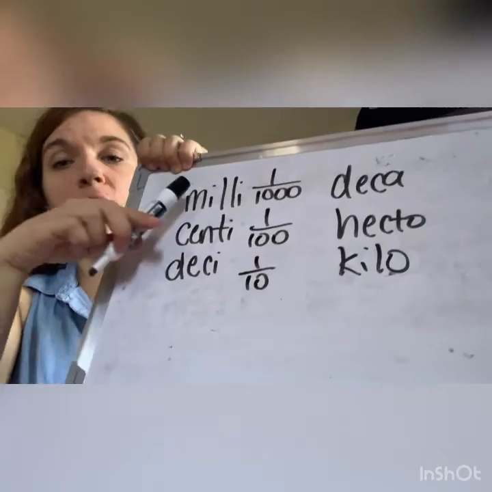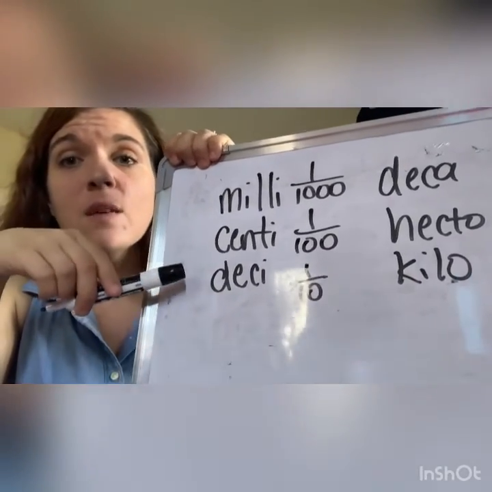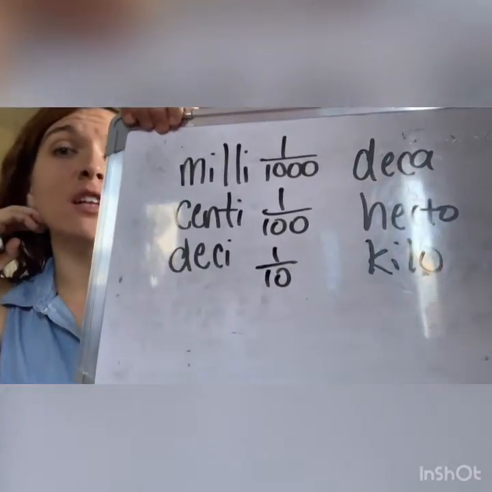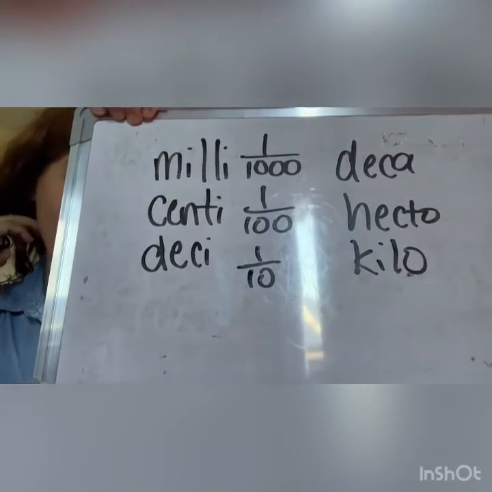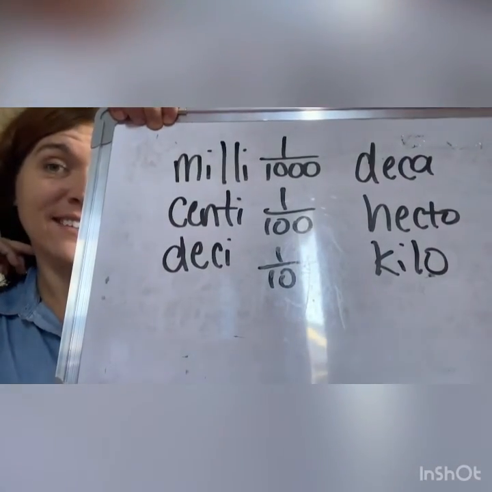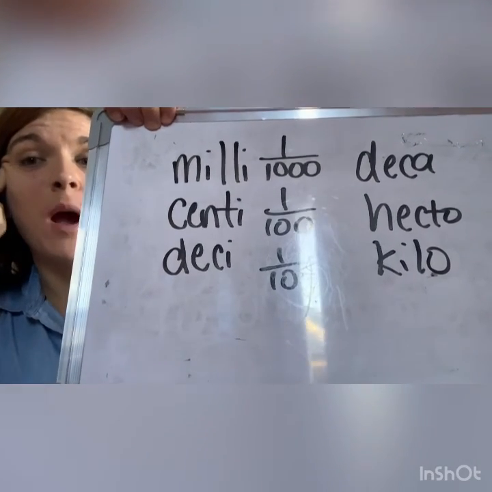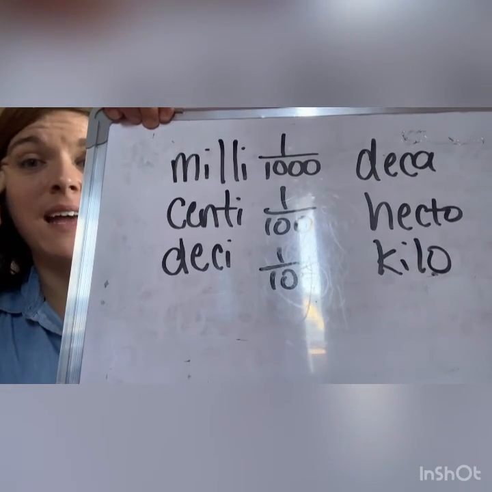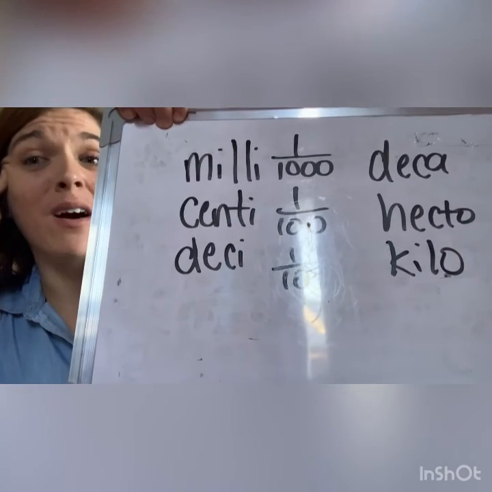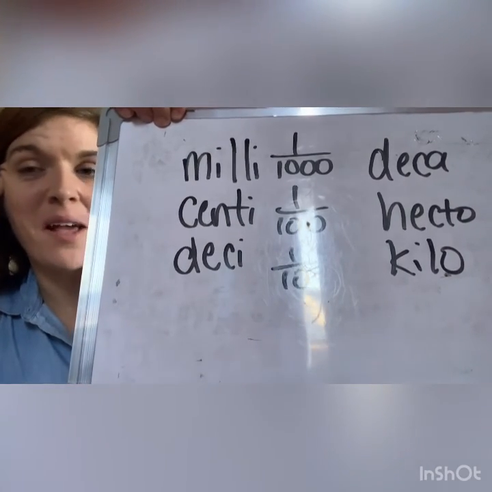Milli, 1 over 1,000. Centi, 1 over 100. Deci, 1 over 10. You have to look at those and put them into decimals in your head and then figure out which ones they connect with. So your options are milli, centi, deci, deca, hecto, and kilo. I honestly think that you guys can do this. That's why I'm not going to help you with this part.